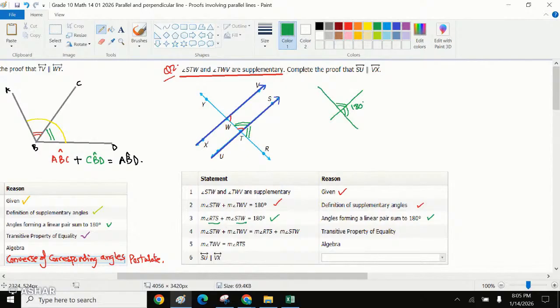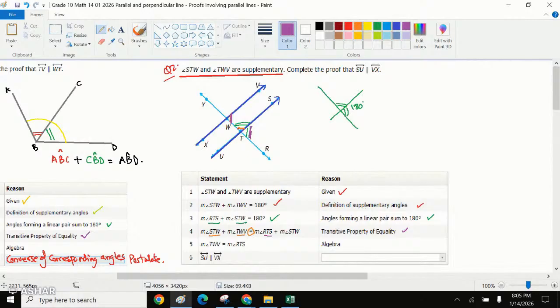Then what they're saying is STW, this angle, plus TWV. TWV should be equal to RTS, this angle, STW. STW should be equal to this angle. These are corresponding angles, right? And they are equal.